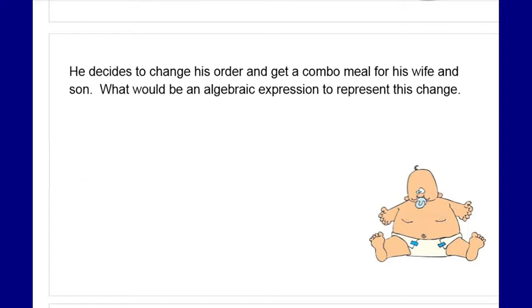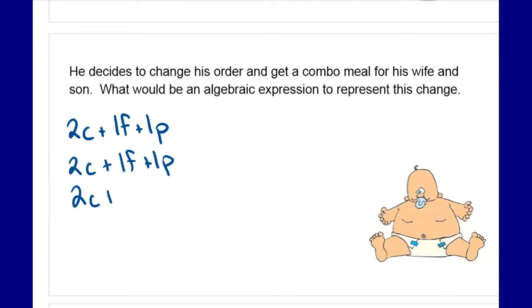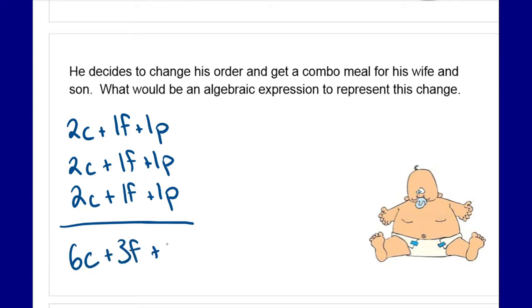Or we might say, well, let's go back to basics: 2 cheeseburgers plus 1 fry plus 1 pop. Oh, well, I got another one, so another 2 cheeseburgers plus 1 fry plus 1 pop. Plus a third one for the son, 1 fry plus 1 pop. In total, we add them all up, we end up with 6 cheeseburgers plus 3 fries plus 3 pops.